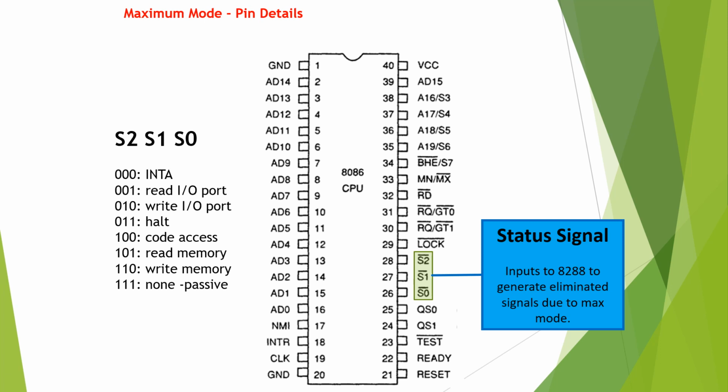And S2 is 1 and the remaining two pins are 0 means it becomes the code access mode. And S2 is 1, S1 is 0 and S0 is 1 means it is read memory cycle. And 1 1 0 means it is write memory, and all high means it is the passive state.